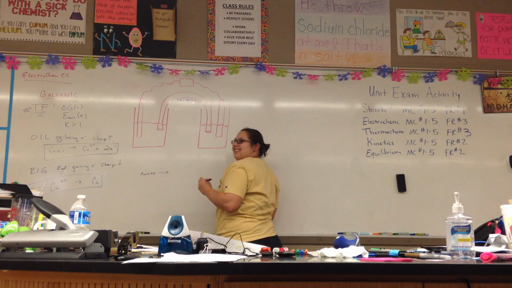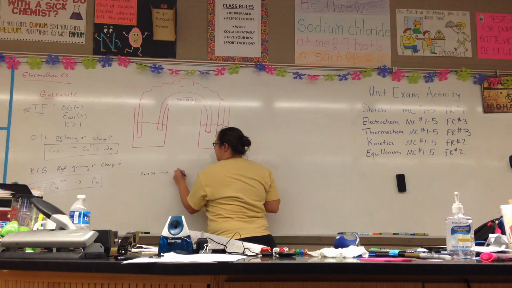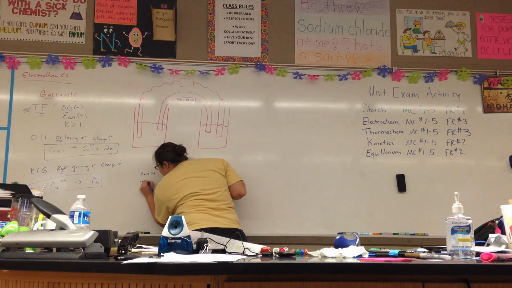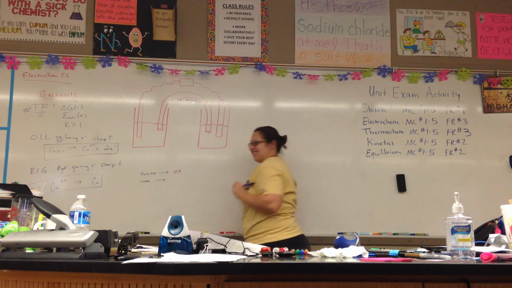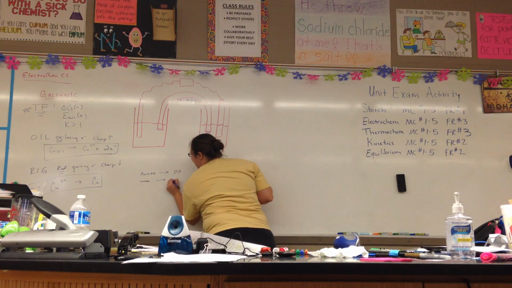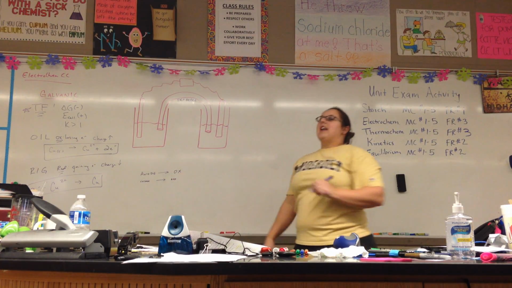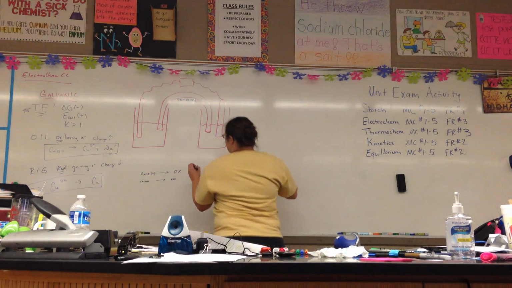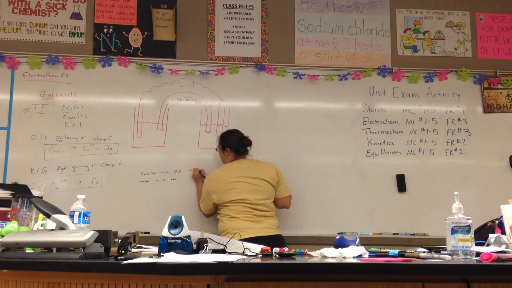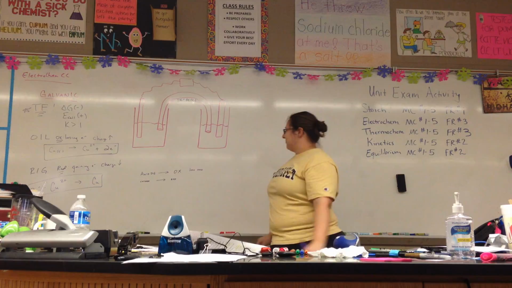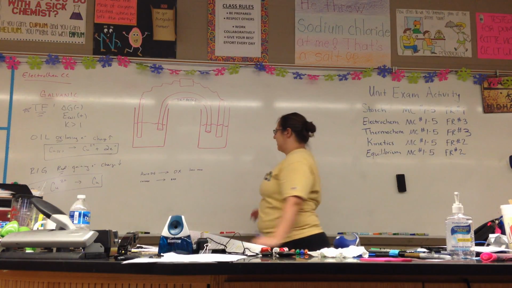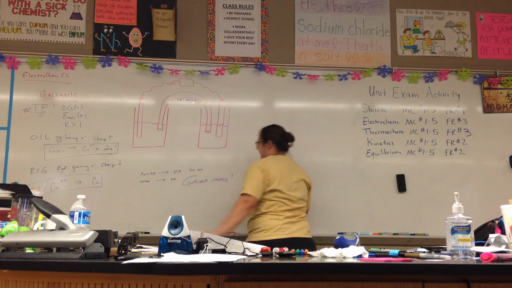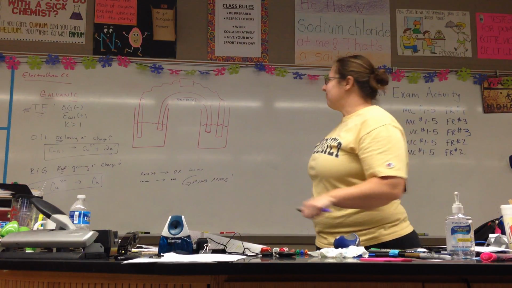is where what occurs? Oxidation. And your cathode is where reduction occurs. Okay? What happens to your anode over time? It gets smaller, right? So it loses mass. What happens to your cathode? It gains mass.